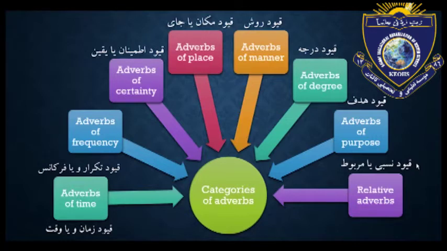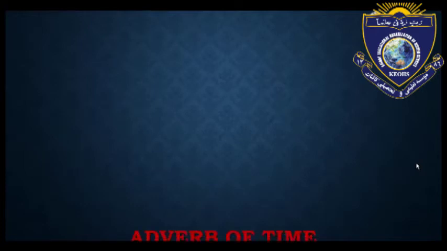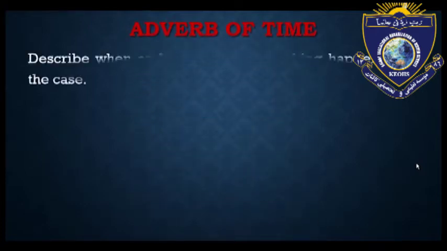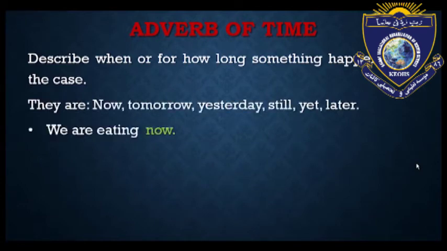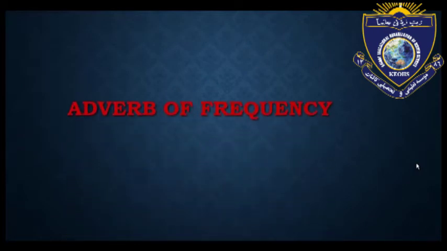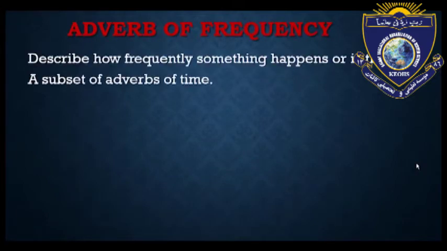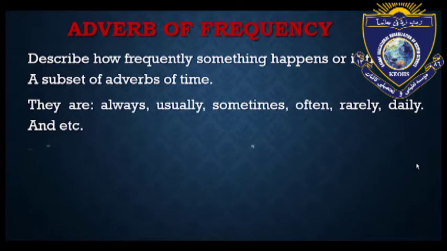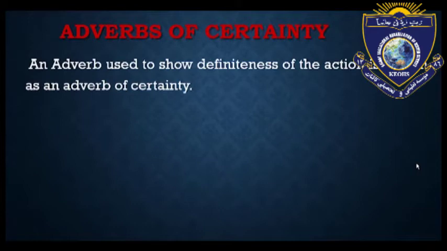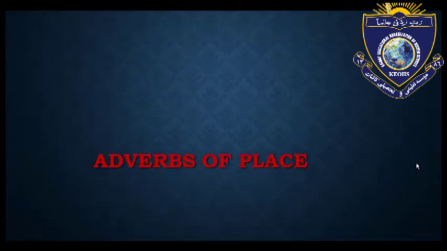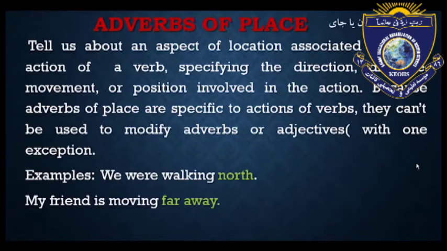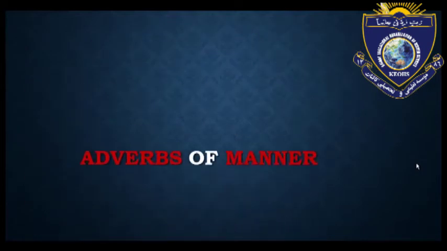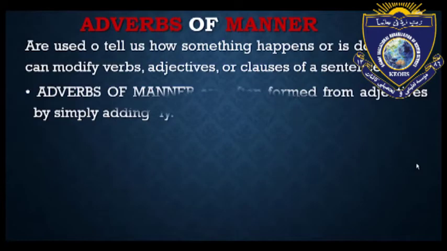Before starting our lesson, let's take a look at our previous lessons. We discussed adverbs of time, what adverbs of time are, with more details. After that we discussed adverbs of frequency, what adverbs of frequency are. And after that we discussed adverbs of certainty. We also discussed adverbs of place, how we use adverbs of place in sentences, and adverbs of manner, how we can use adverbs of manner in sentences.